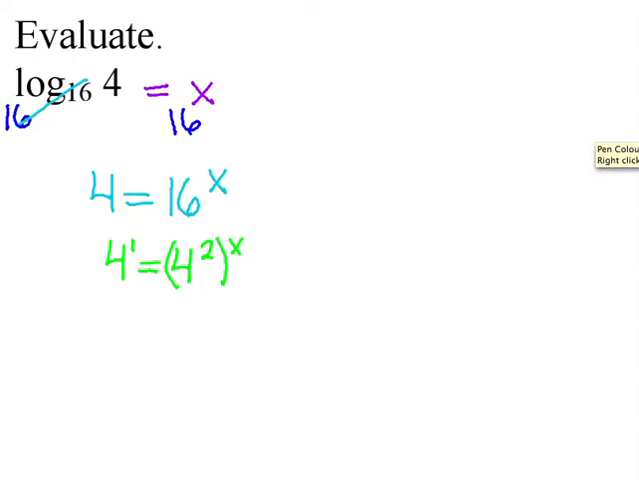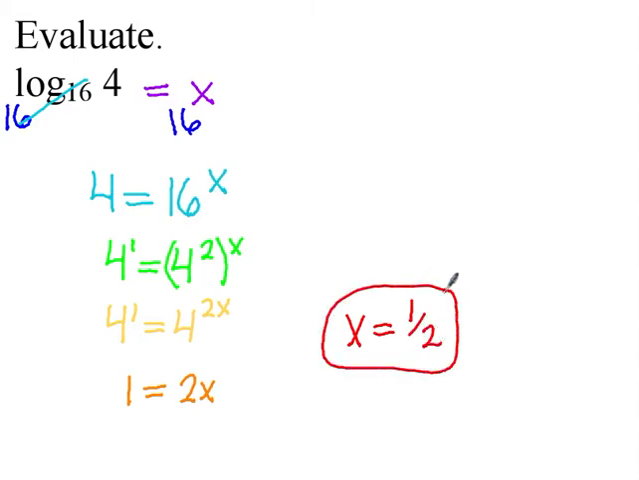So what would be the next thing I could do? Yep, so really I get 4 to the first equals 4 to the 2x. Now what do you know? One equals what? 2x. Right, because remember you can get rid of your 4's because we're just looking at exponents. What does x have to equal then? 1/2. There you go. Okay, log base 16 of 4. So far, so good?